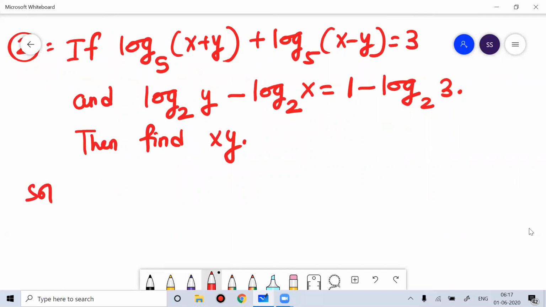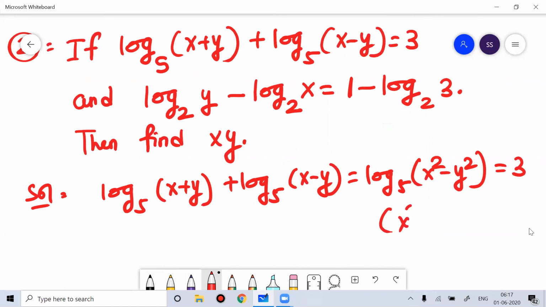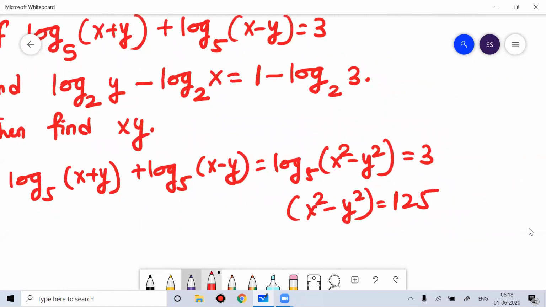If I solve this problem, I can write log base 5 of (x plus y) plus log base 5 of (x minus y). That is nothing but log base 5 of (x plus y) into (x minus y), which means x square minus y square, and that is equal to 3. So I can write x square minus y square is equal to 5 to the power 3, which is 125.